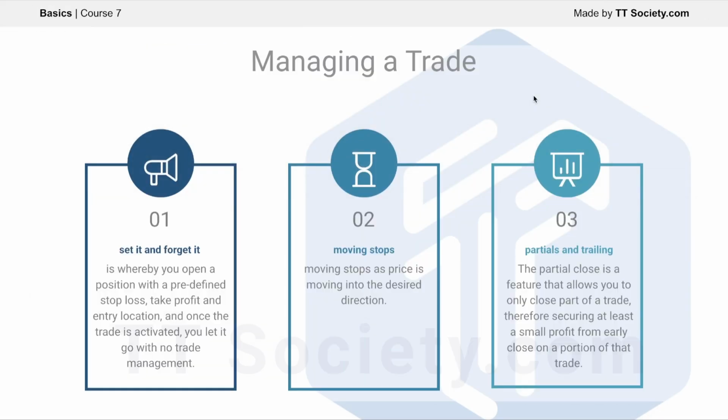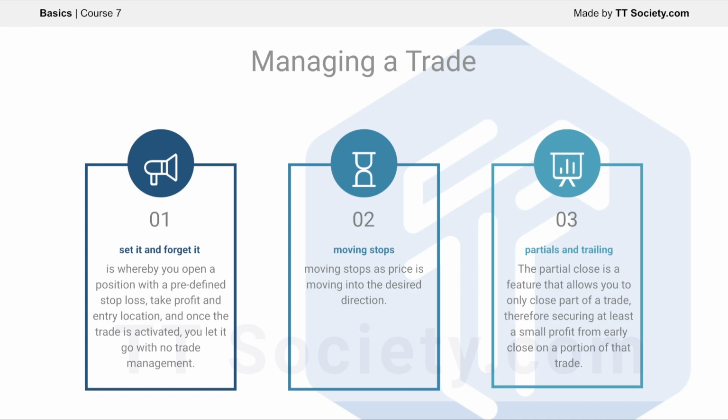Managing a trade. This is going to be one of the most interesting topics of today, and very, very important when it comes to your execution and your trade management in general. So we are going to talk about set it and forget it. We're going to talk about moving stops and partials and trailing stops. So let's start and head over to MetaTrader and look at these examples.